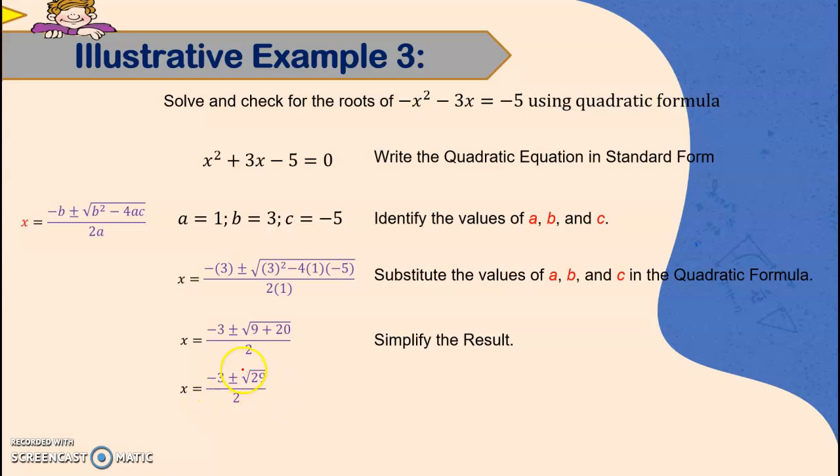So there are times that we cannot take the square root of this one. Although some radicals can be factored, there are some that cannot be factored. Okay, so for example, 29 is a prime number, so there is no factor aside from 1 and itself. So yeah, it's a prime number.